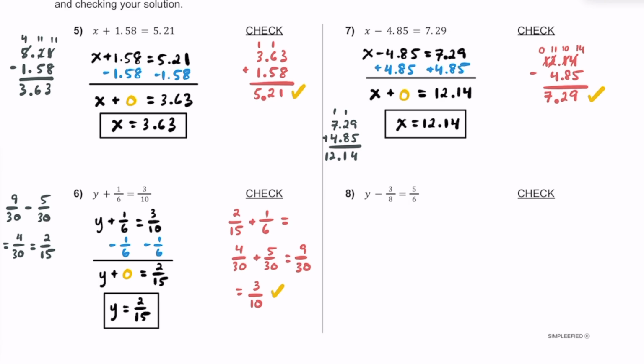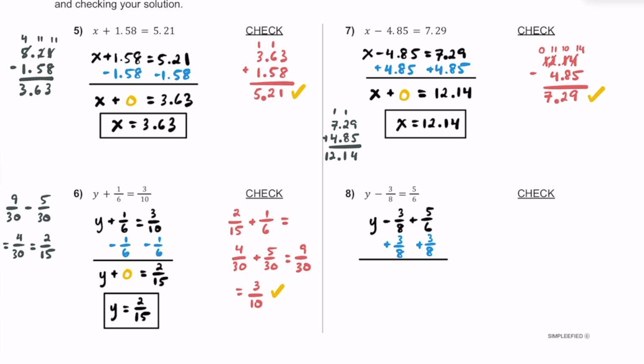Let's try one more of these types of problems. We have this equation y minus 3/8, so the operation is subtraction. Hopefully you're thinking of the inverse operation is addition already. All right, so what's the inverse of subtraction? Well, we just said it, it's addition. Let's go ahead and add 3/8 to the left side and add 3/8 to the right side.